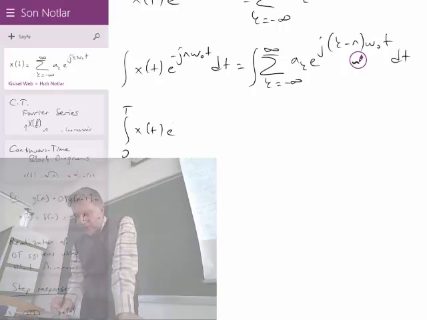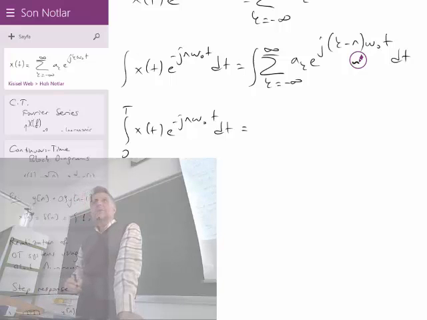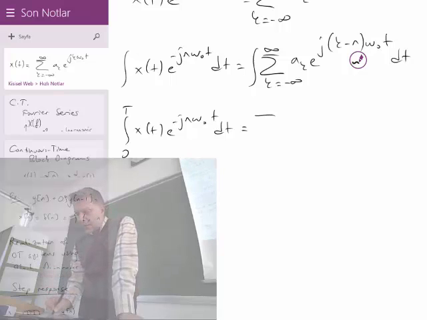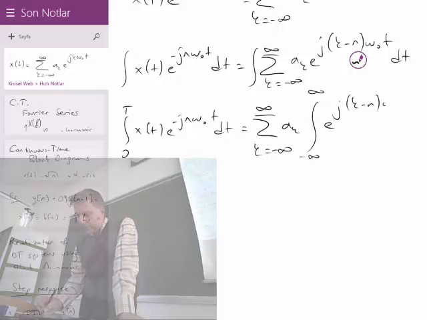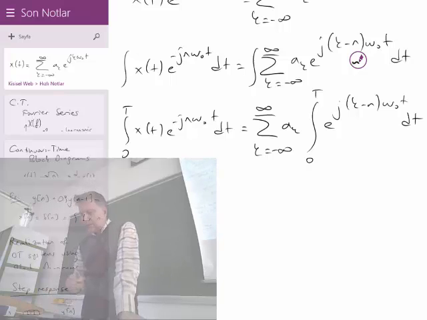X of t e to the minus j n omega 0 t dt is equal to, and since integration and summation are both linear operators, they can be interchanged. I can change their places. I will push the integral inside the summation, and outside it I will have this, and after then I will have the integral. It's not from minus infinity to infinity, excuse me. It's from 0 to capital T, of course, the same limits, like this.